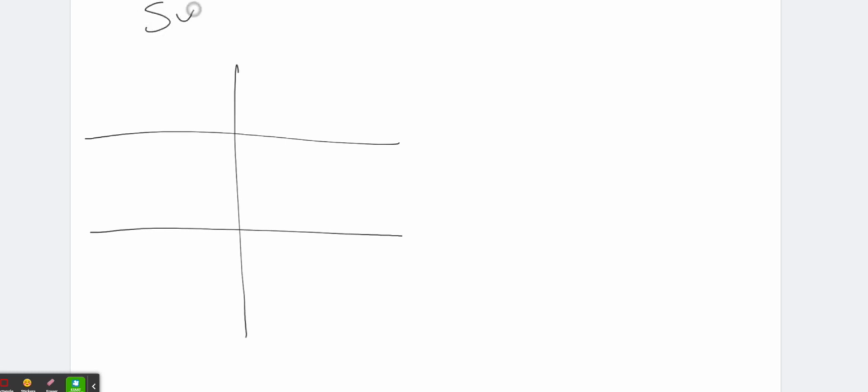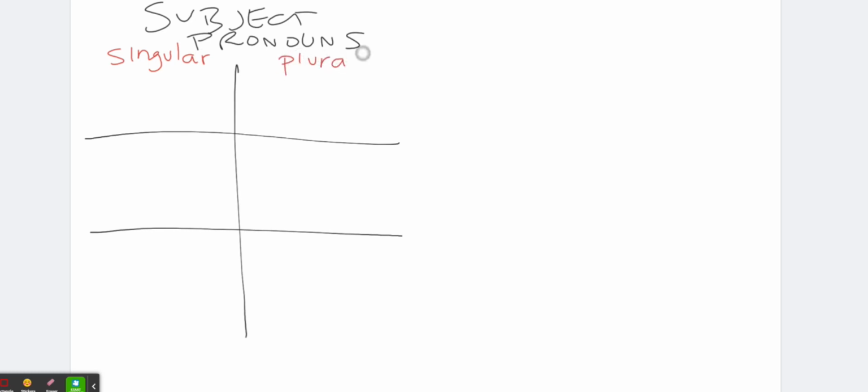So again, the stuff right here are going to be the subject pronouns. I do want to point out that the words on the left-hand side of this chart are singular, meaning they refer to just one person. And then the words on the right-hand side are going to be plural, which means they refer to more than one person.